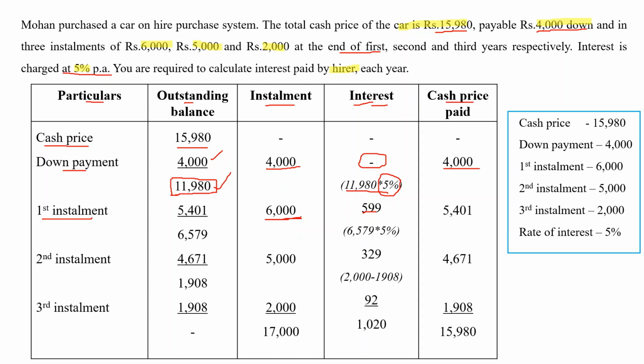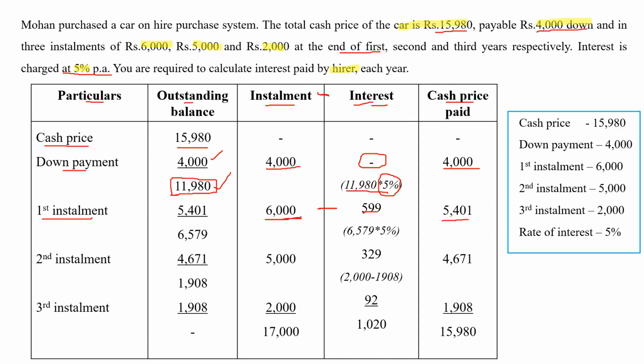Okay, now we have to calculate cash price. Cash price is very easy. Installment minus interest. 6,000 minus 599. You will get cash price. The cash price is 5,401.